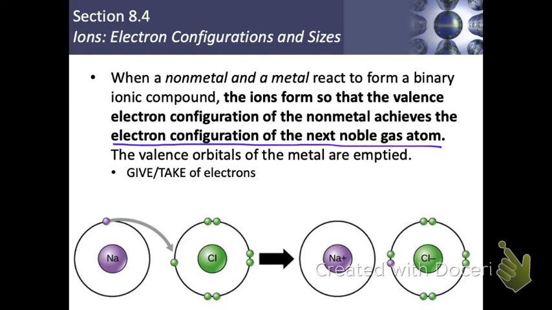And the metal is giving away, right? The metal gives it away because the metal is the one that will end up with the positive charge. The metals are the ones that have fewer valence electrons because they're on the left.